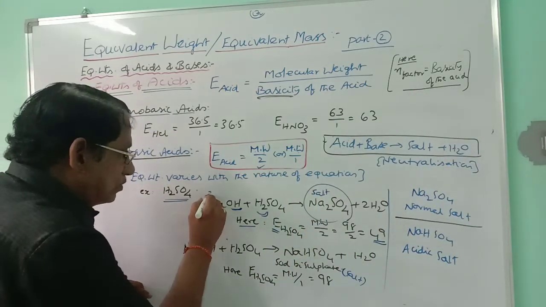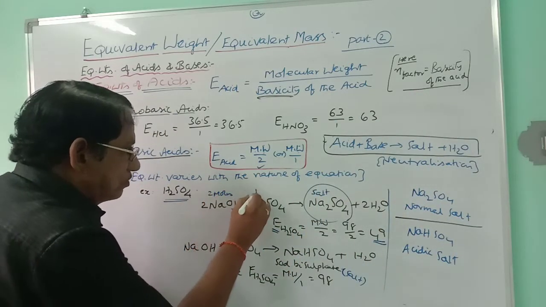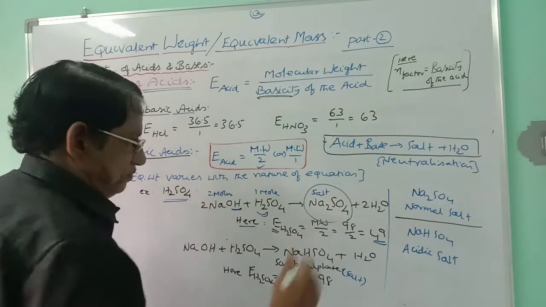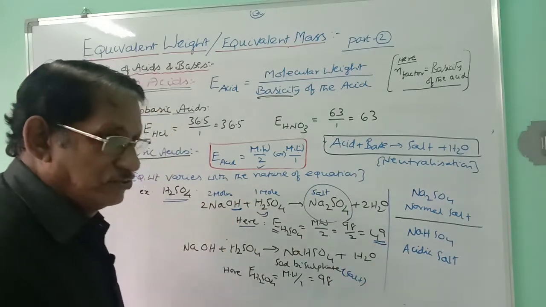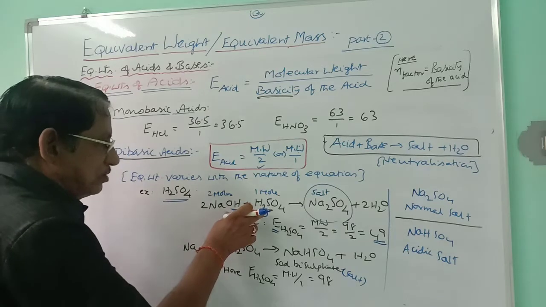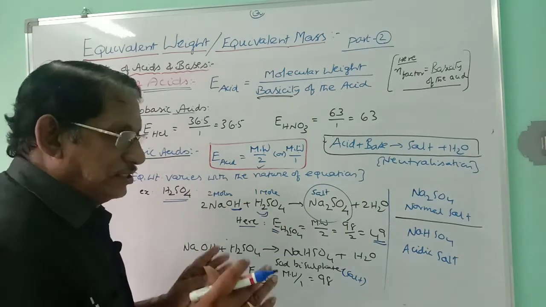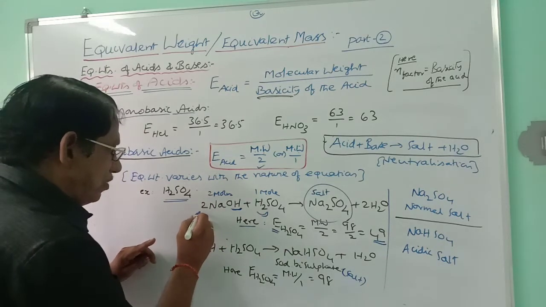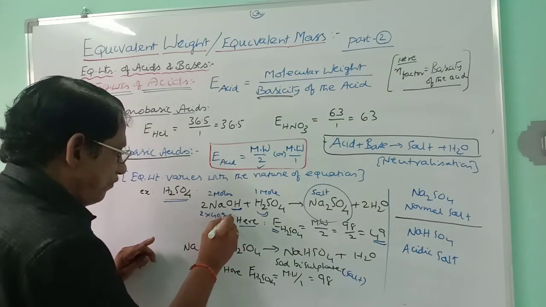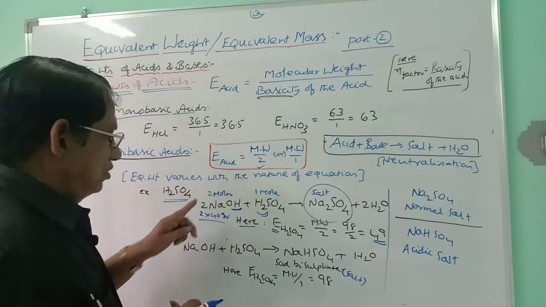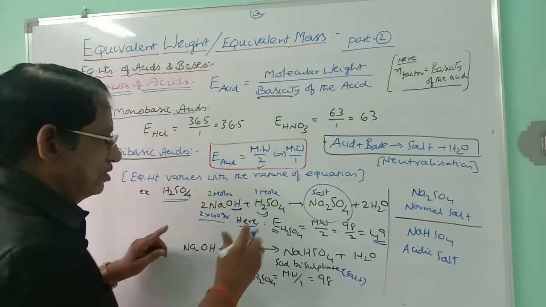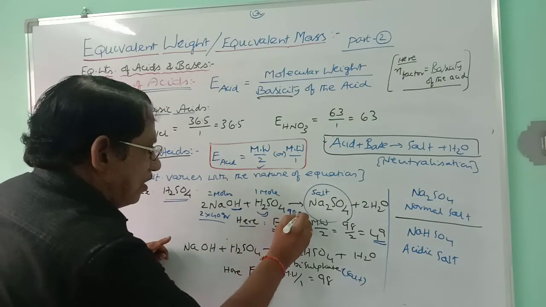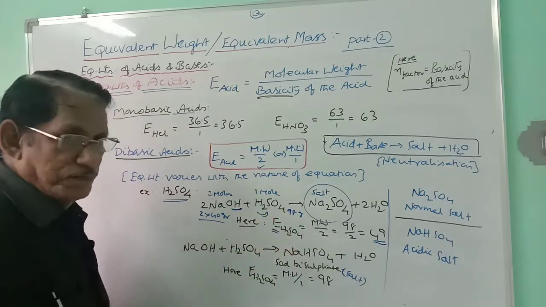But here if you take 2 moles of the base reacting with 1 mole of the acid giving you products, this is the mole concept, 2:1 ratio. But if you take into consideration equivalent ratio, that will be 1:1. 2 moles means 2 into 40 here. 2 into 40 grams of sodium hydroxide is reacting with 98 grams of sulfuric acid, 1 mole.